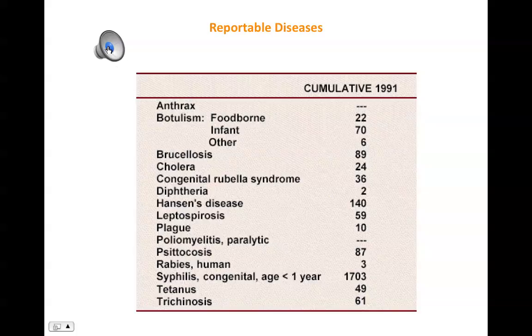Here is a little sample of what a list of reportable diseases might look like. It includes the name of the disease, the year or the month or whatever time frame that the data was collected, and the number of total cases or the prevalence of the occurrence of the illness.